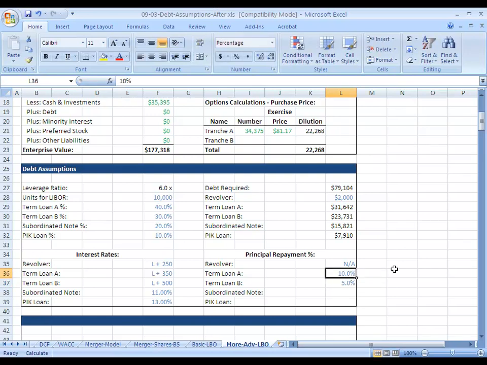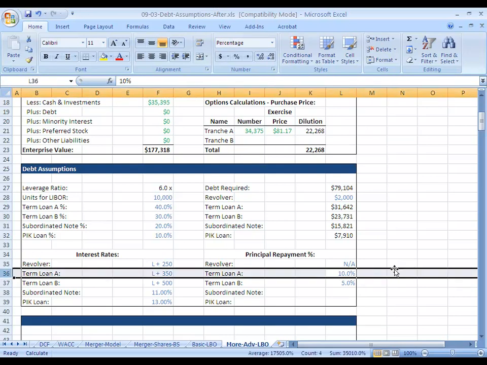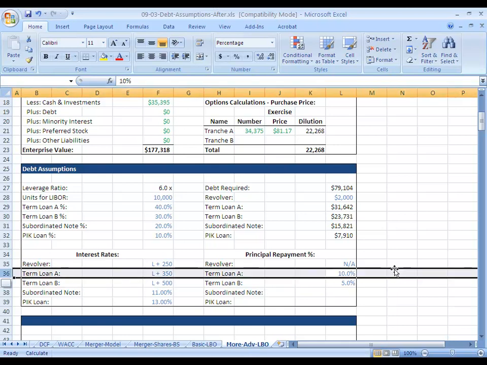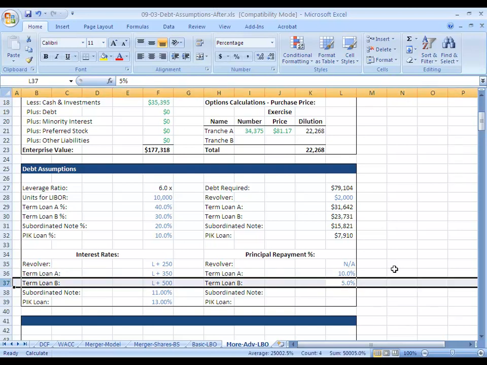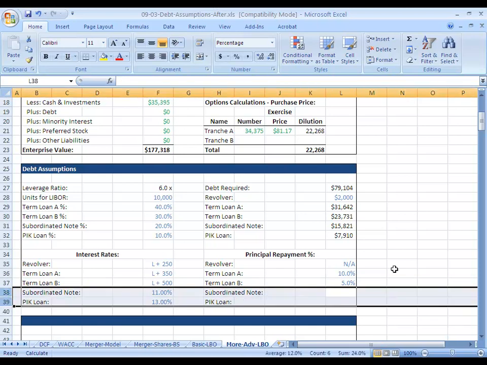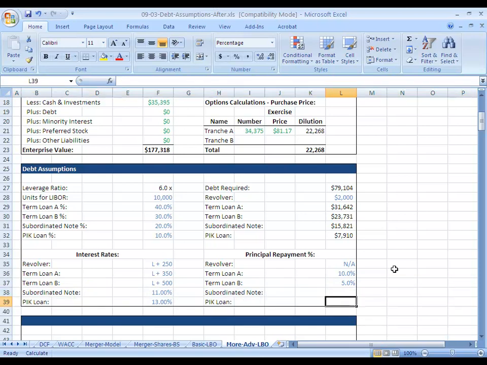So we're saying here that 10% of the term loan A balance must be repaid each year, and 5% of the term loan B balance must be repaid each year. These are typical numbers. For term loan A, sometimes you see 20% or 25%. For term loan B, 5%, 10% are both common. Then for subordinated note and PIK loan, remember this is high yield debt, so there is no principal repayment. So we're going to say 0% for both of these.